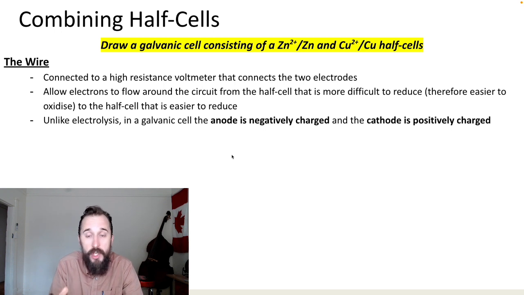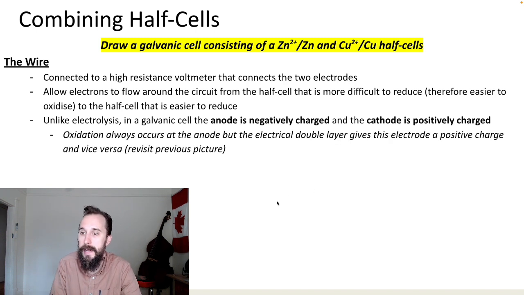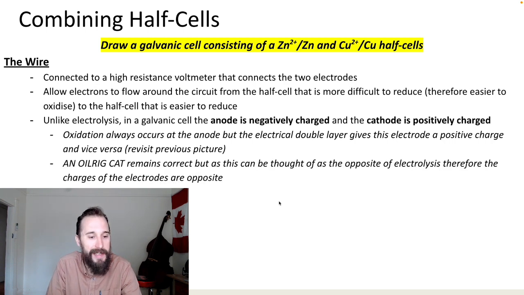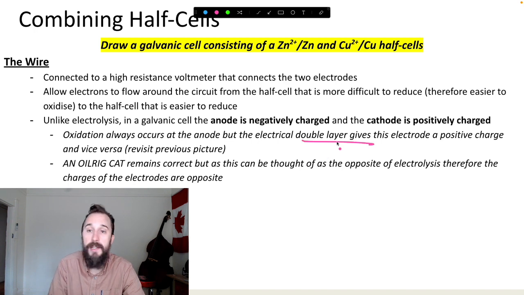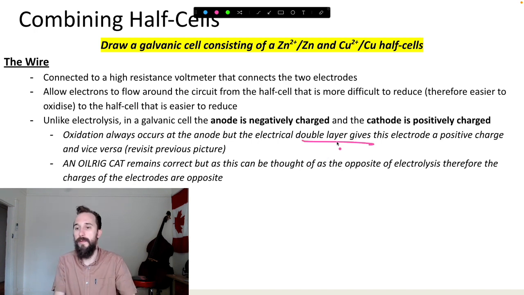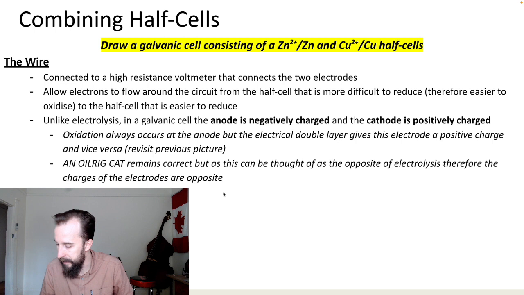And then we talked about the charge, where the anode is negatively charged and the cathode is positively charged, which is counter to the electrolytic cell. But importantly, an oil rig cat is always true: oxidation always at the anode, reduction always at the cathode. These charges are just inverted because we've got this electrical double layer based on this redox equilibrium that we've discussed quite a little bit now.